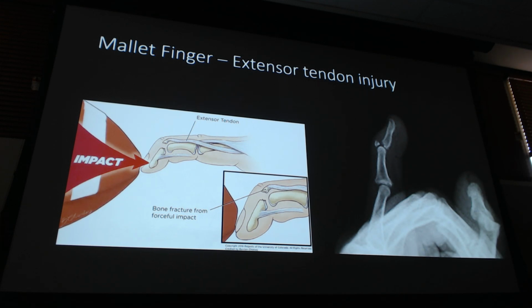There are different names for different things. What type of fracture is it? Avulsion. What's the injury? Mallet finger. What tendon's involved? The extensor tendon. So you can see there are multiple ways of asking, hey, do you know what this is? That could be asked potentially.